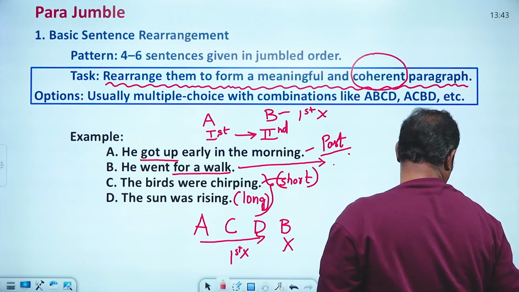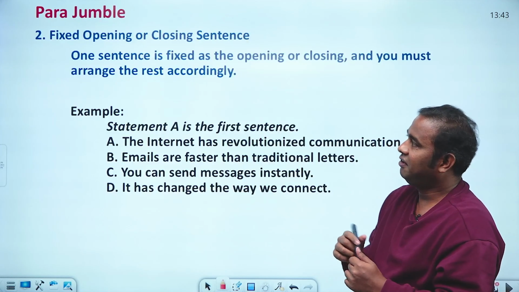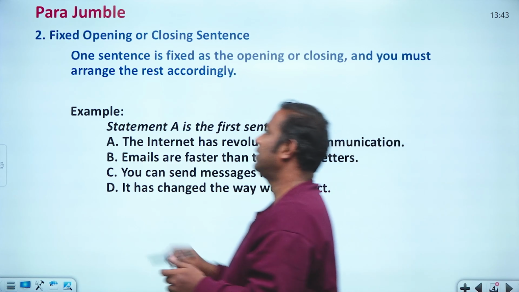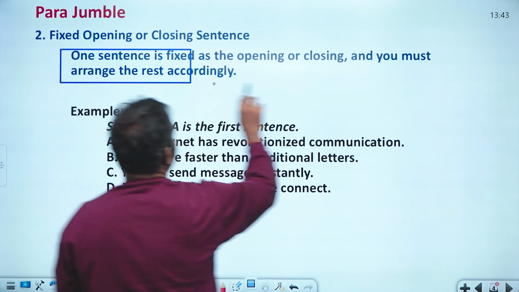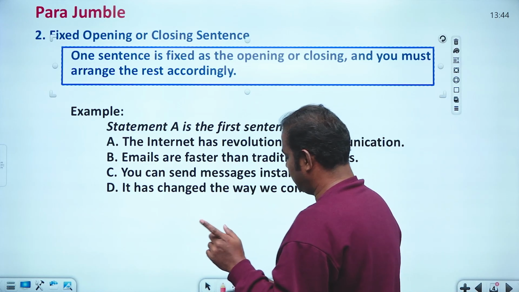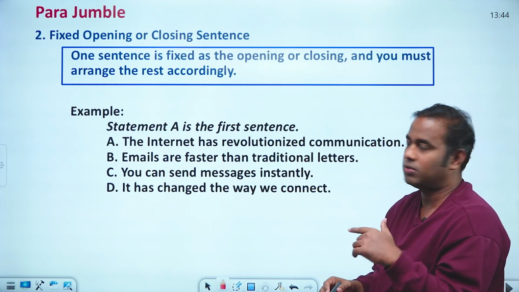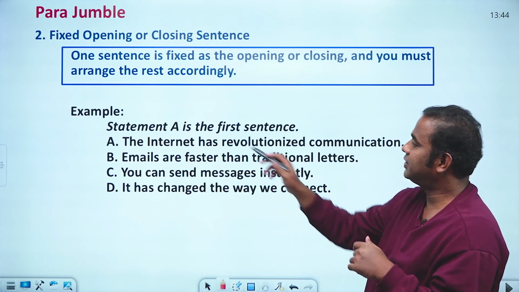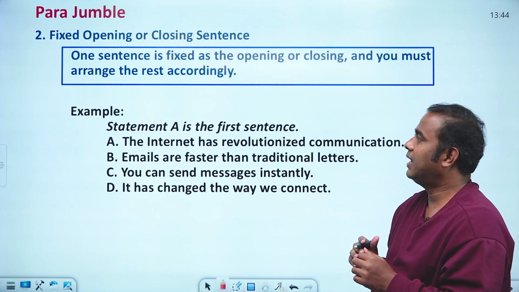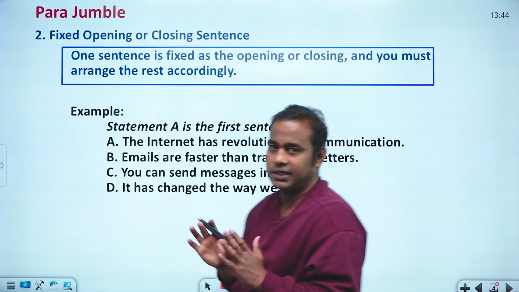Then the next one is fixed opening or closing sentence. What do you mean by fixed opening or closing here? If you look at this model, one sentence will be fixed, maybe the opening sentence or closing sentence. So here in this case, statement A is the first sentence. They gave the statement, which means it has been fixed.